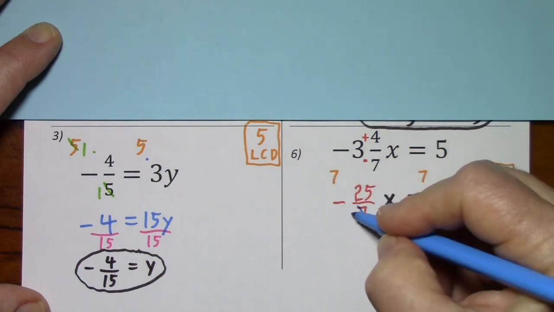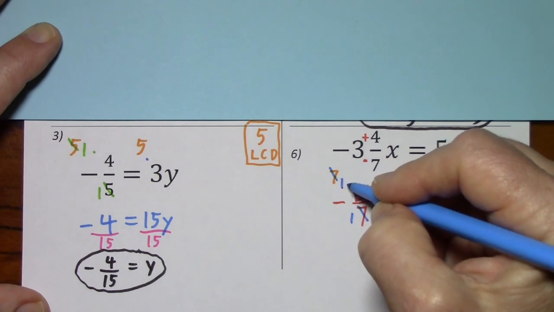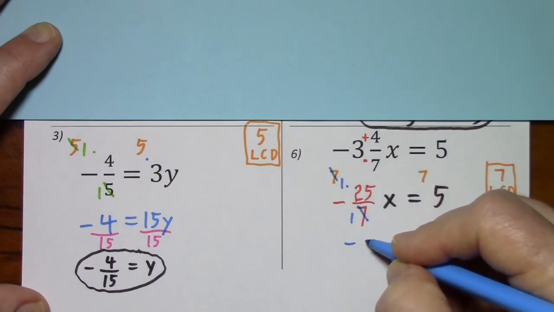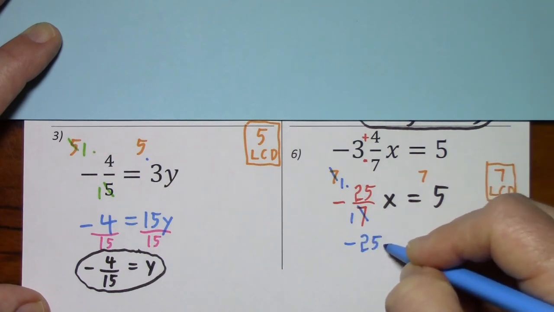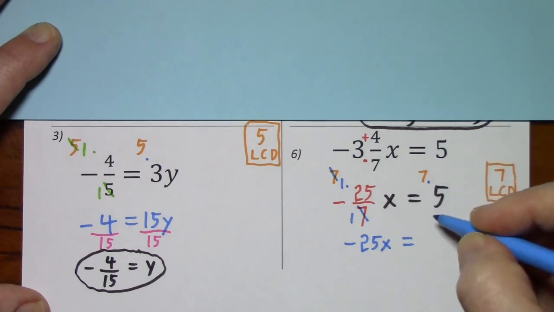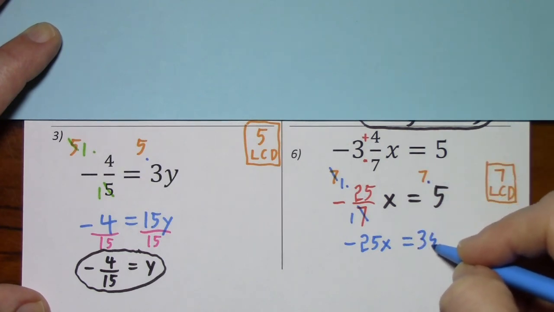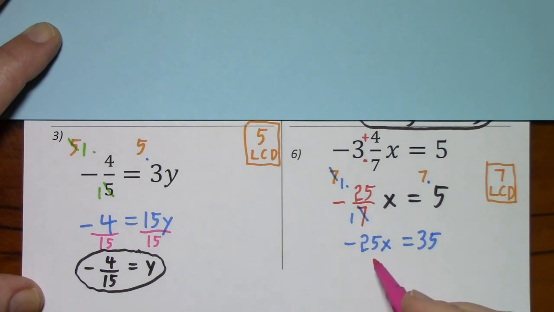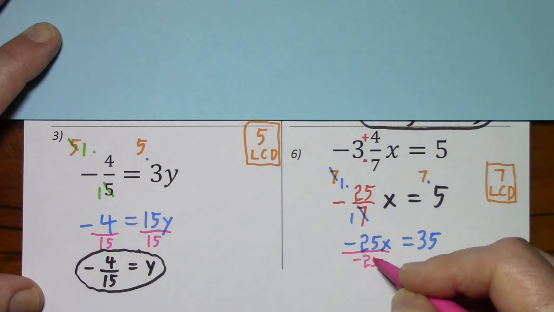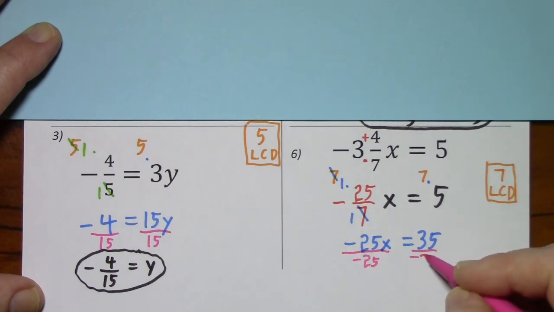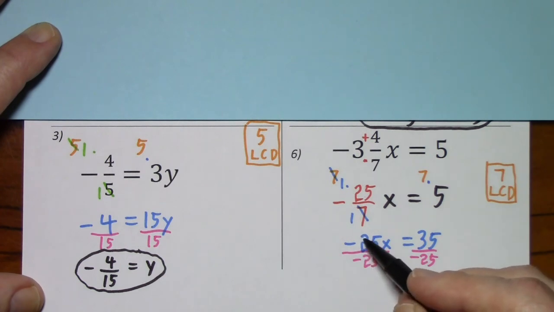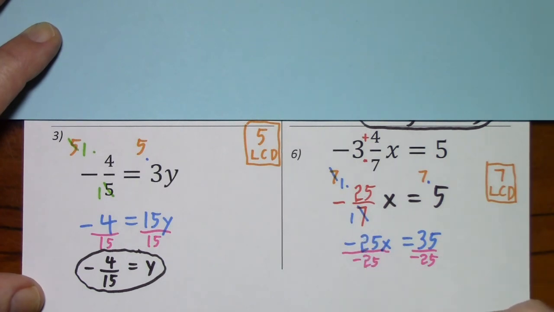So we multiply each side of the equation by 7. Simplify first. 7 goes into 7 once. 7 goes into 7 once. So 1 times negative 25 is negative 25x. Bring down your equals. You can't simplify here, so it's 7 times 5 is 35. Now to get rid of the negative 25, we'll divide by negative 25. Divide by negative 25. I'm running out of room, so I'm going to write it over here.